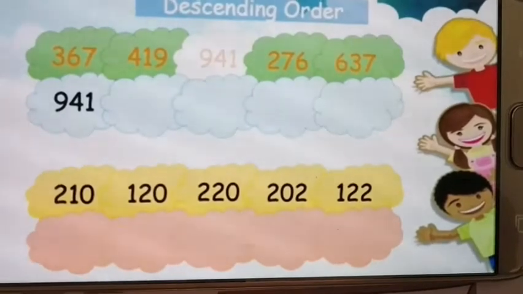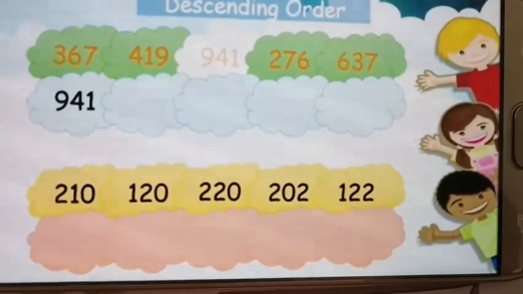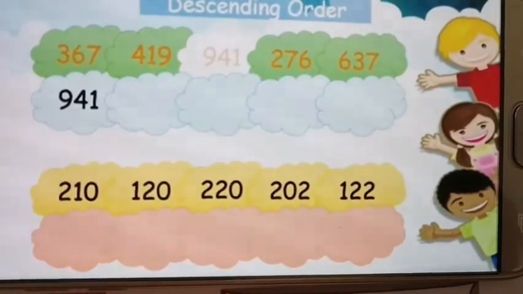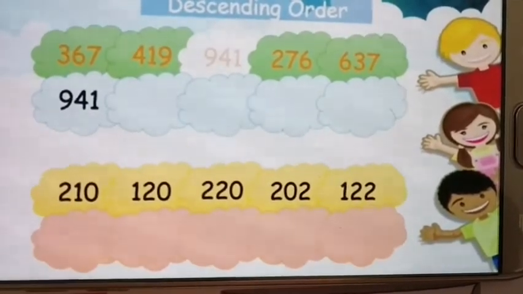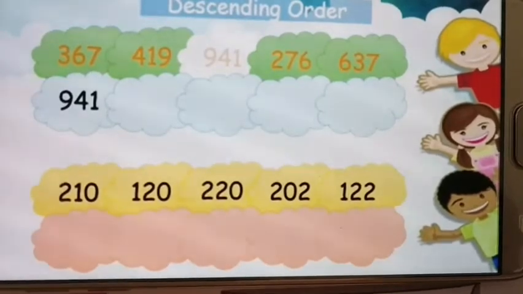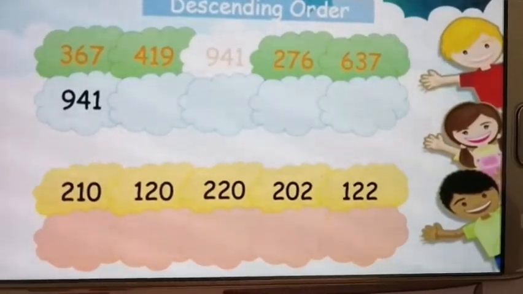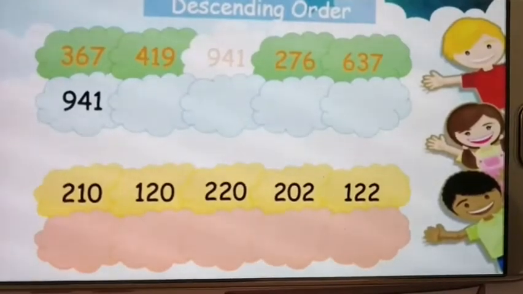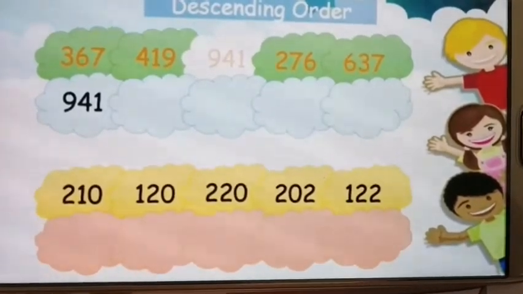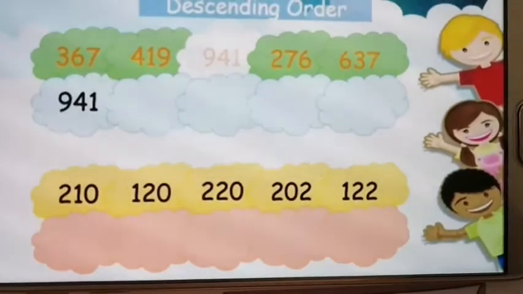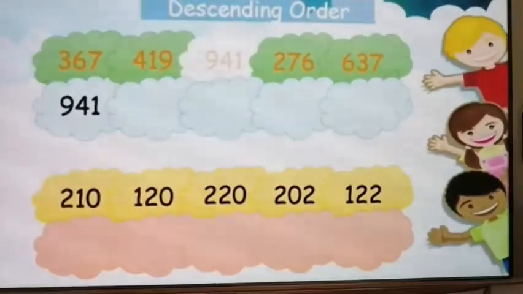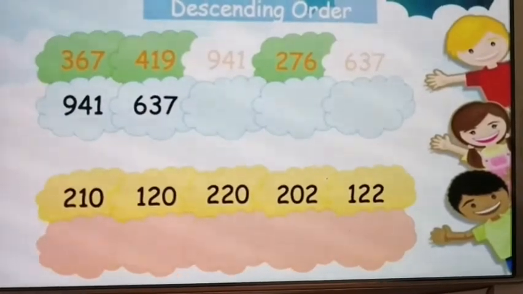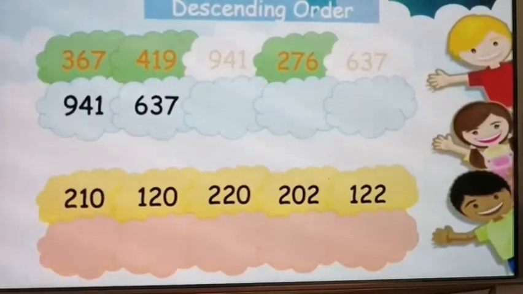Now we have 367, 419, 276 and 637. Look at the hundreds place and find out the greatest number in these numbers. Which digit is the greatest in the hundreds place? Yes, 6. So the number 637 is greatest in these numbers. We will write 637 after 941.